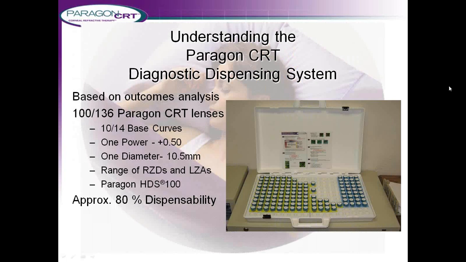The diagnostic dispensing system is the ultimate for initial lens evaluation and immediate dispensing for patient management. The standard system is available in a basic 100 lens or an extended 136 lens system. The 100 lens system has 10 base curves with various return zone, landing zone, angle combinations and will allow approximately 80% dispensability. The extra 36 lenses have 4 additional base curves in the flatter range for higher myopes with flatter corneas.